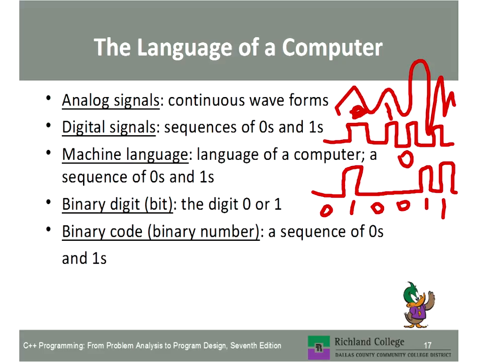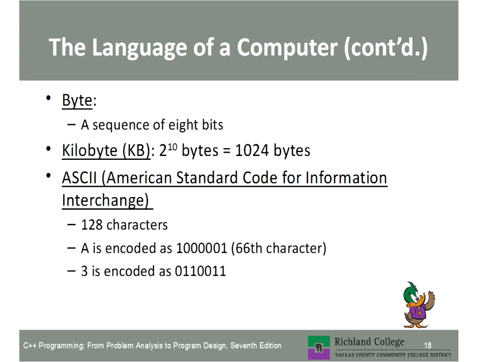Machine language is our instruction to the computer in zeros and ones. The machine language is generating the digital signals that allow the computer to perform its operations. A binary digit is the actual 0 or 1, those are the individual digits. A binary code or a binary number is a sequence of zeros and ones. Remind me to talk about that if I forget.